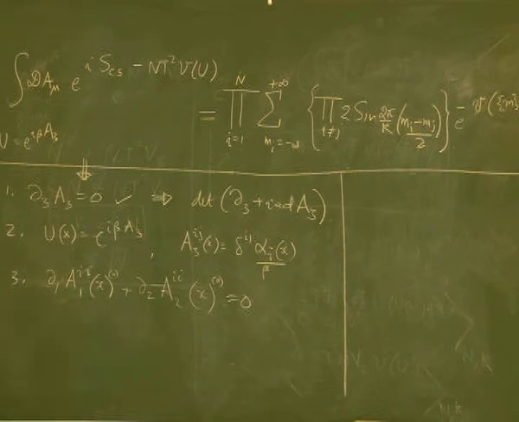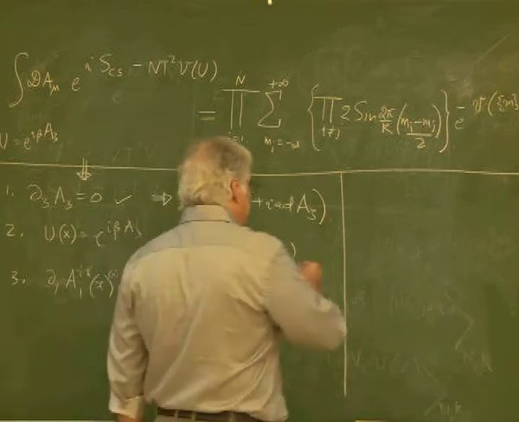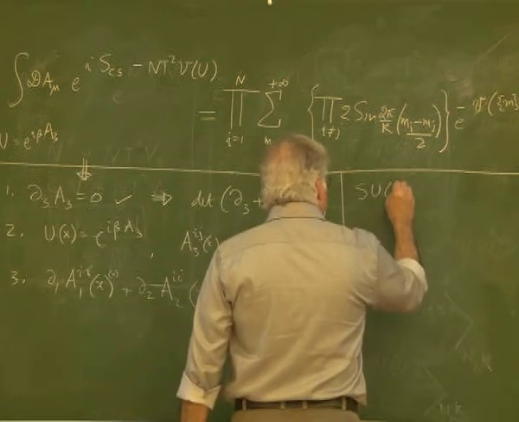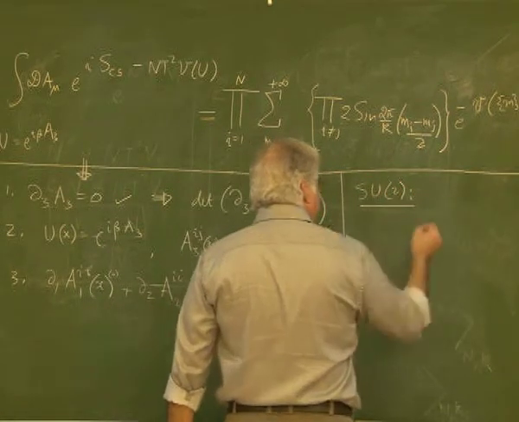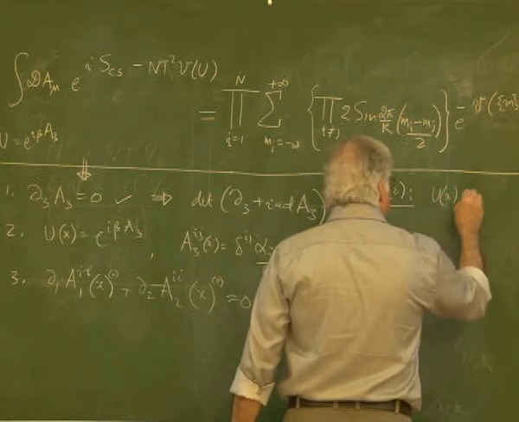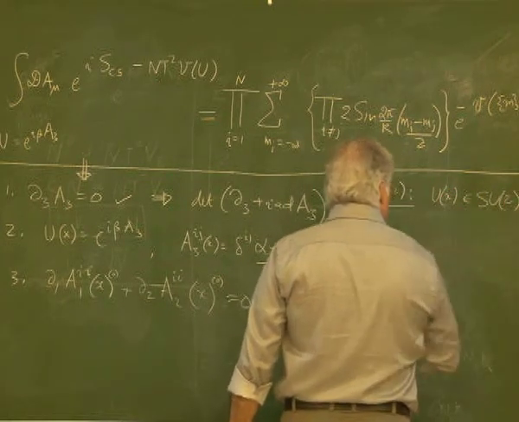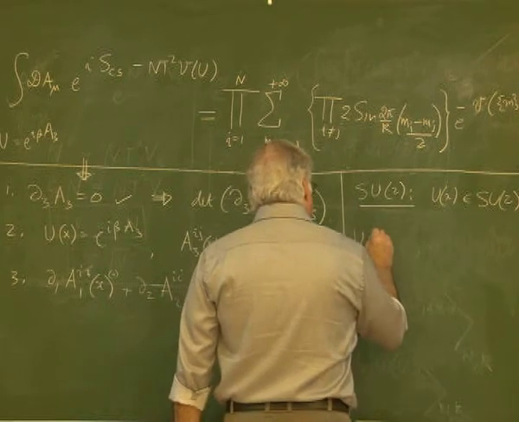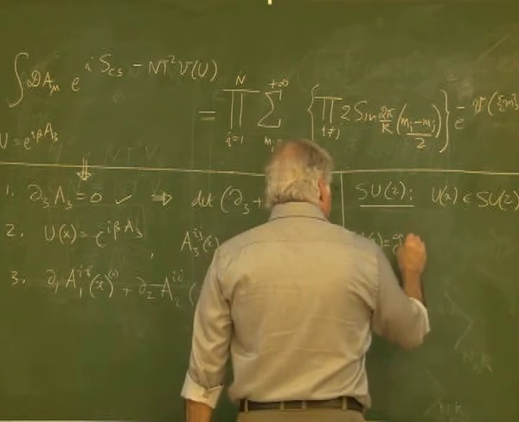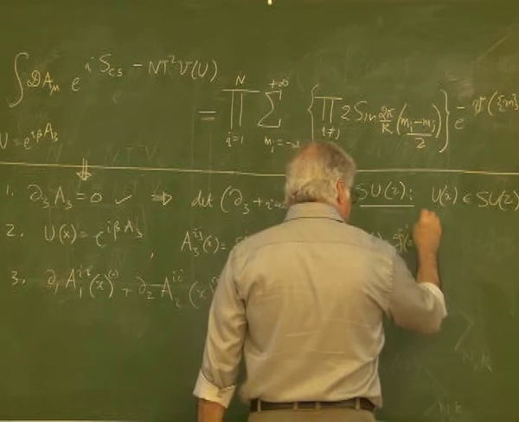Okay, so let's do SU2, the simplest example to illustrate what I'm trying to say. So U of x is some SU2 matrix now. Okay, so I can diagonalize this matrix like this.